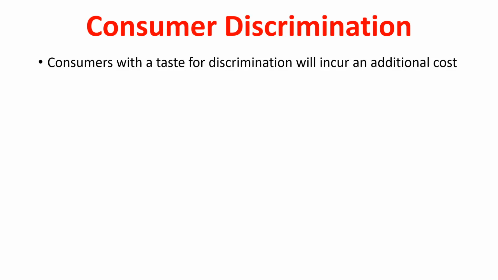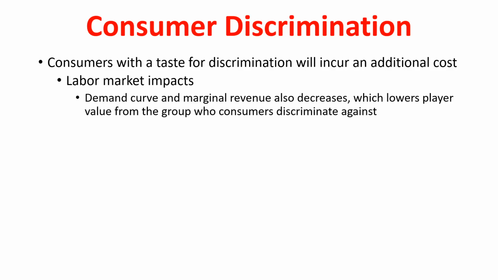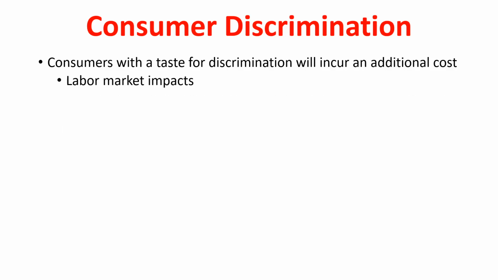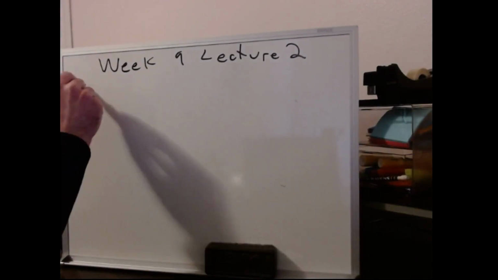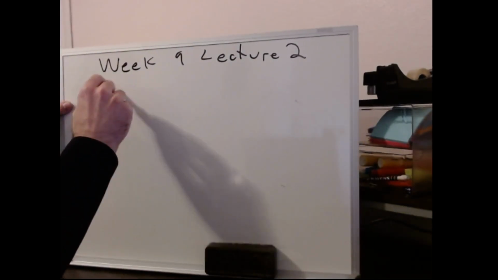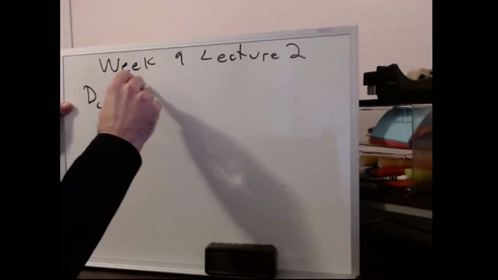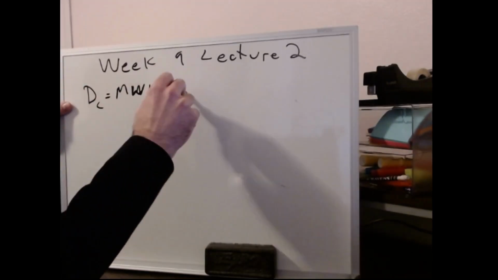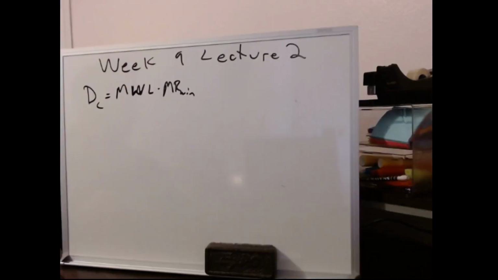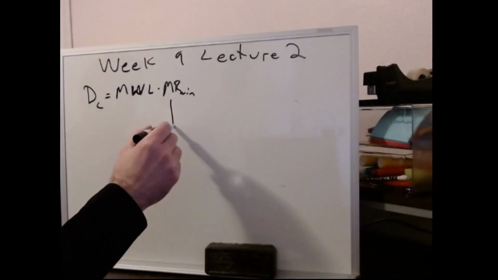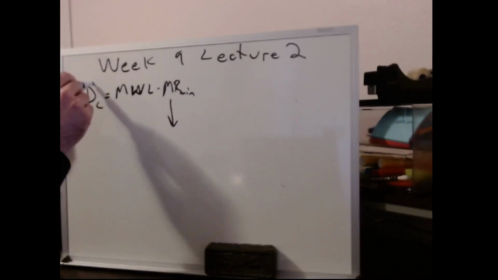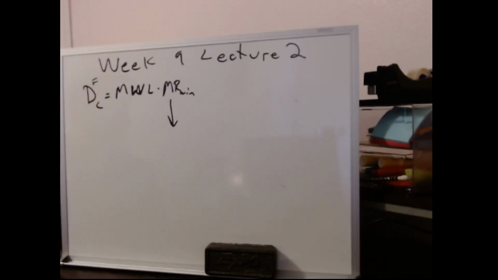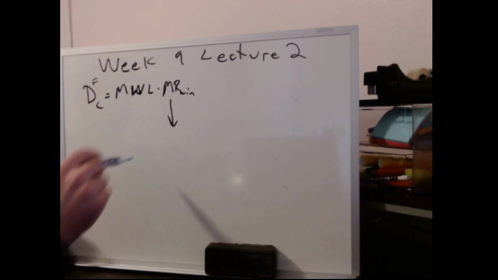If we think about the demand curve for labor, let's just go right here so I can draw this. We know that the demand curve for labor is just the marginal wins that come from labor times the marginal revenue per win. So really, all consumer discrimination is doing is driving this down for whatever group they're discriminating against. Last class, I think we said foreign players were a group being discriminated against, and so that would drive the demand curve down.